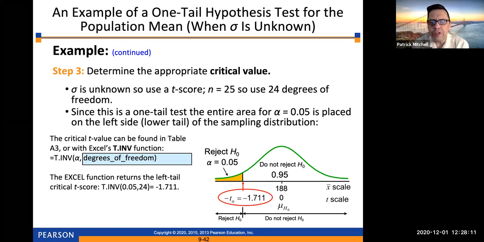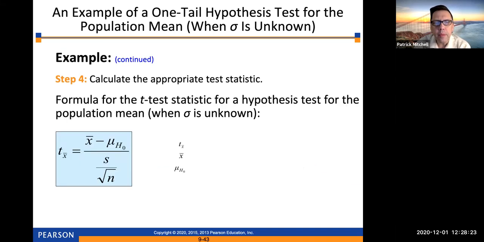We're going to reject the null hypothesis if our test statistic comes out to be less than negative 1.711. Otherwise, we will not reject the null hypothesis. All right, so now to calculate our test statistic, you use this formula, which is very similar to the one that we used in the last section. The big difference is you have S here instead of sigma.